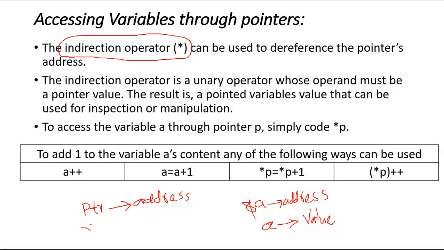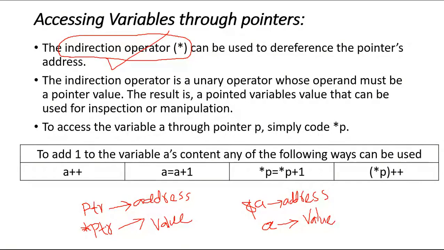Then how to get the value? Yes, prefix the indirection operator. This operator. We have to prefix the indirection operator. Prefixing the indirection operator to the pointer variable PTR will give you what? It will give you the value. In this way you remember.